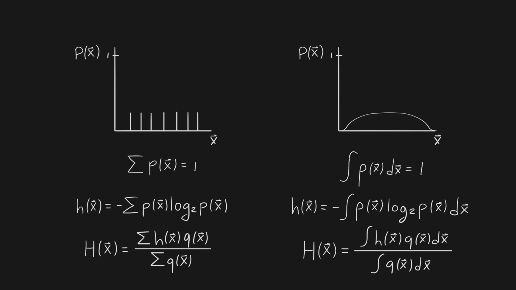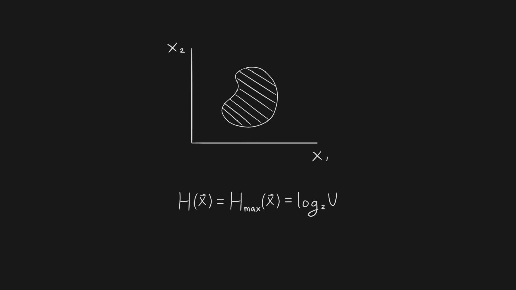Now, a distribution can also span over multiple variables or the entire phase space. What is interesting is that in the continuous case, the maximum entropy is simply proportional to the volume of the system in phase space.